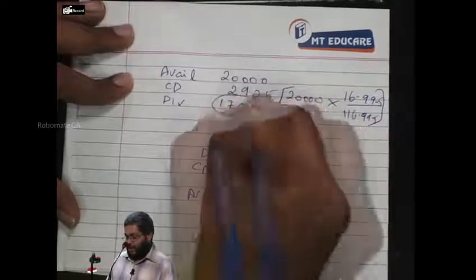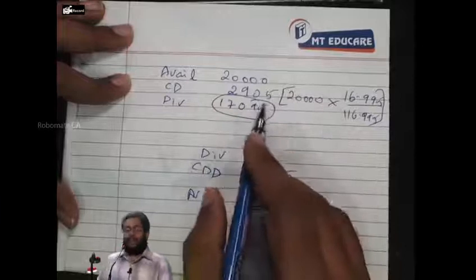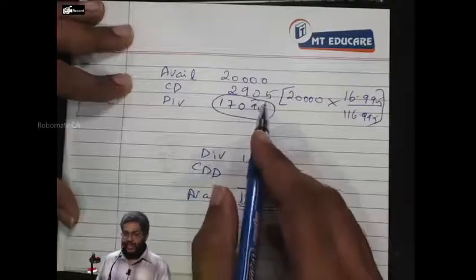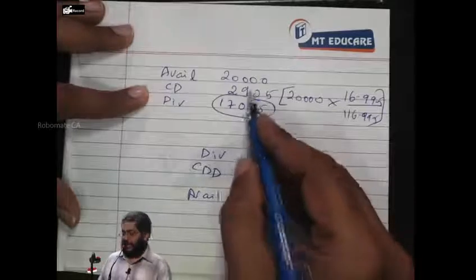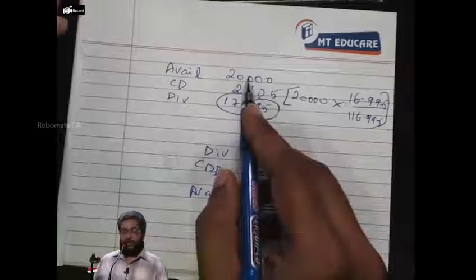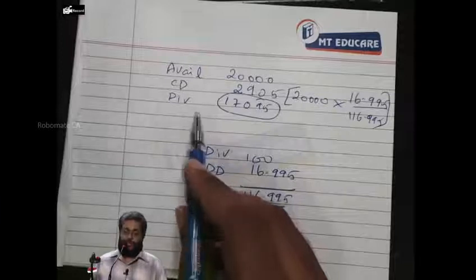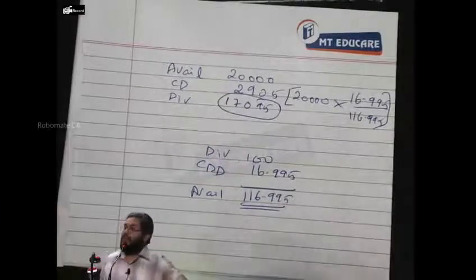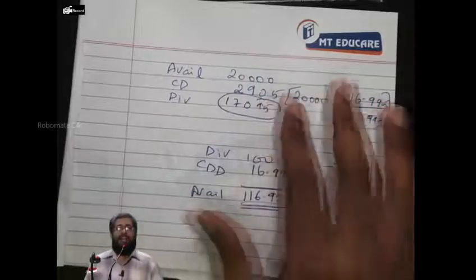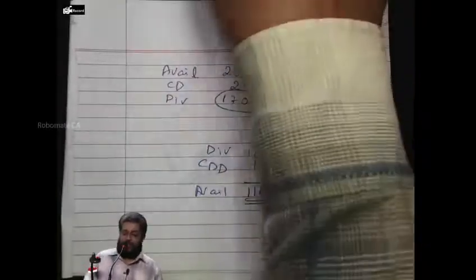17,095 rupees should be given as what? Dividend. So I should declare 17,095 rupees as dividend. Pay on the dividend how much tax? 16.995% tax, 2905. So this is how the 20,000 surplus can be used by the company for the distribution to the shareholders. Everybody, are you all comfortable or not? With this, we have completed this particular problem on residual dividend policy.